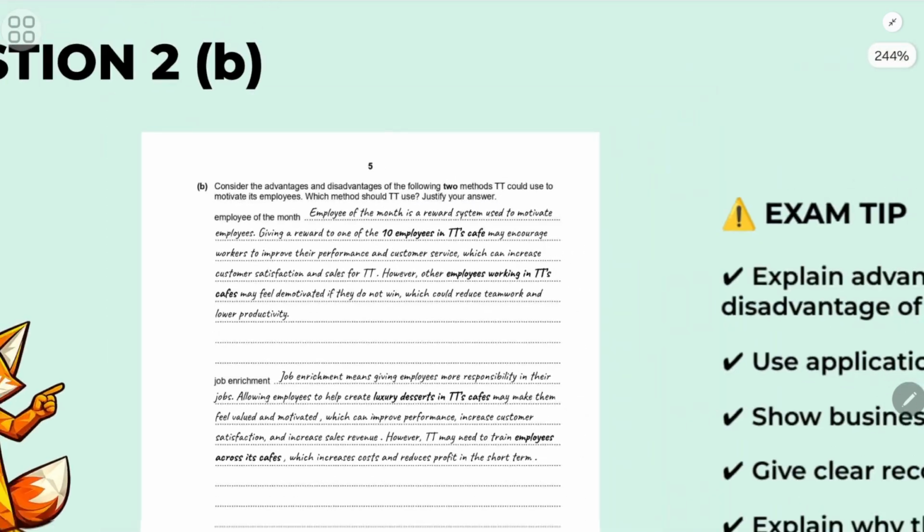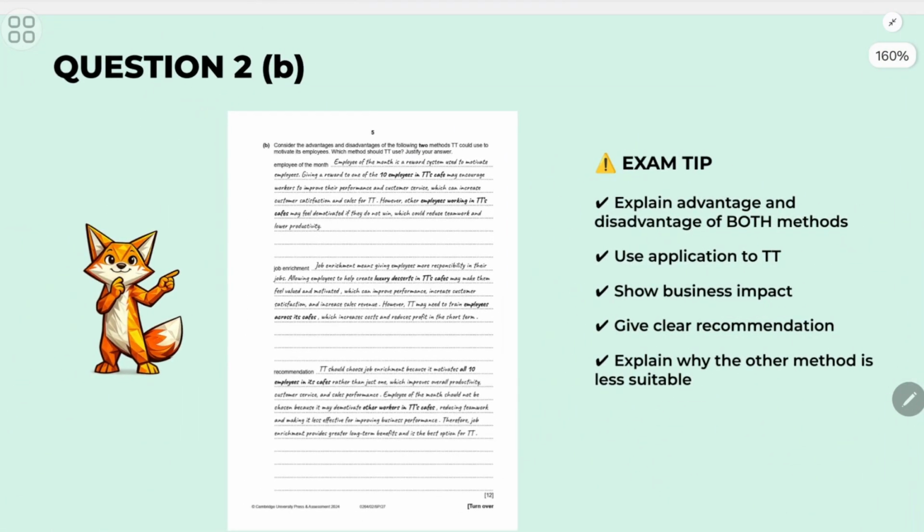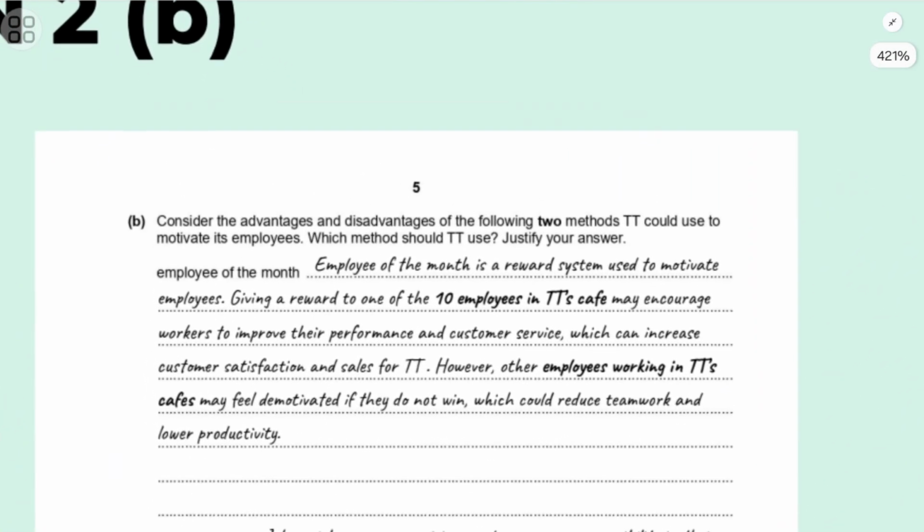Justify your answer. This is a level-based question, so to reach level 2, you must discuss both methods with application and analysis. To reach level 3 and full marks, you must give a clear recommendation, justify it using business impact, and explain why the other method is less suitable. Strong answers compare both methods and focus on long-term benefits for TT. Now let's look at the model answer.